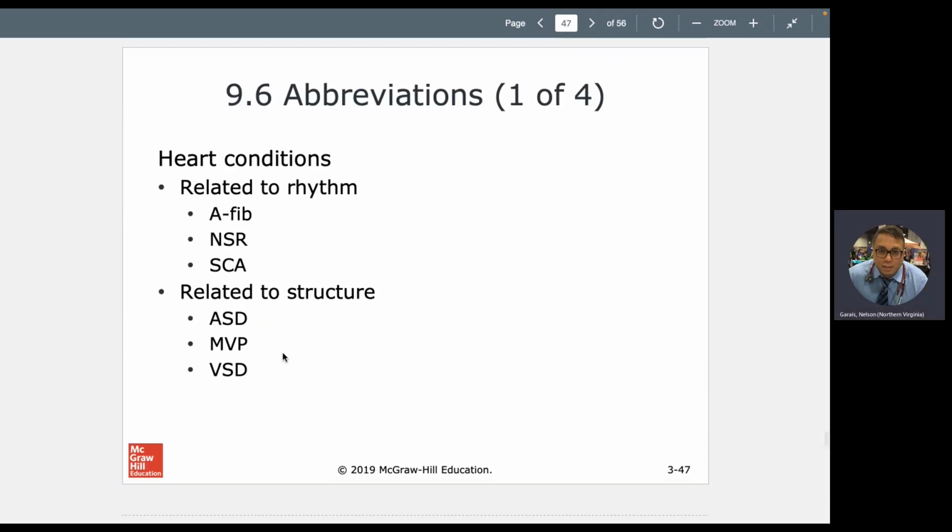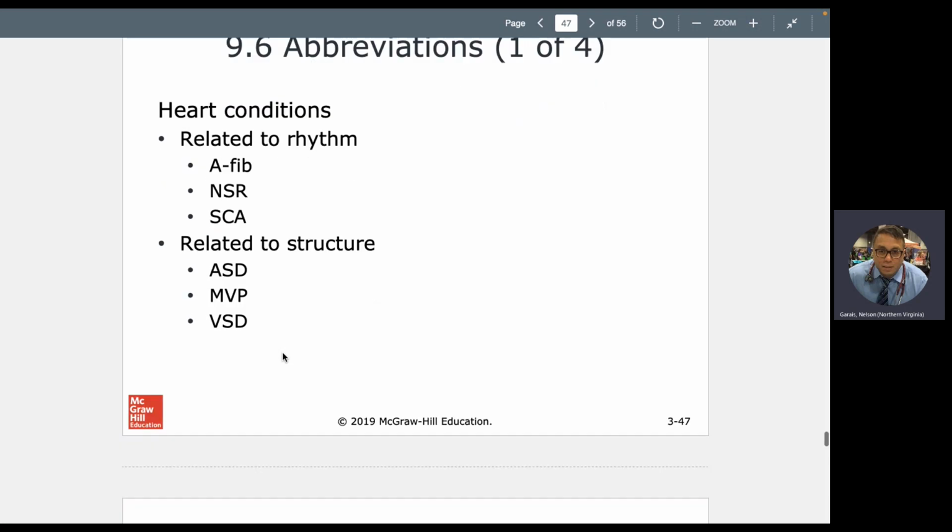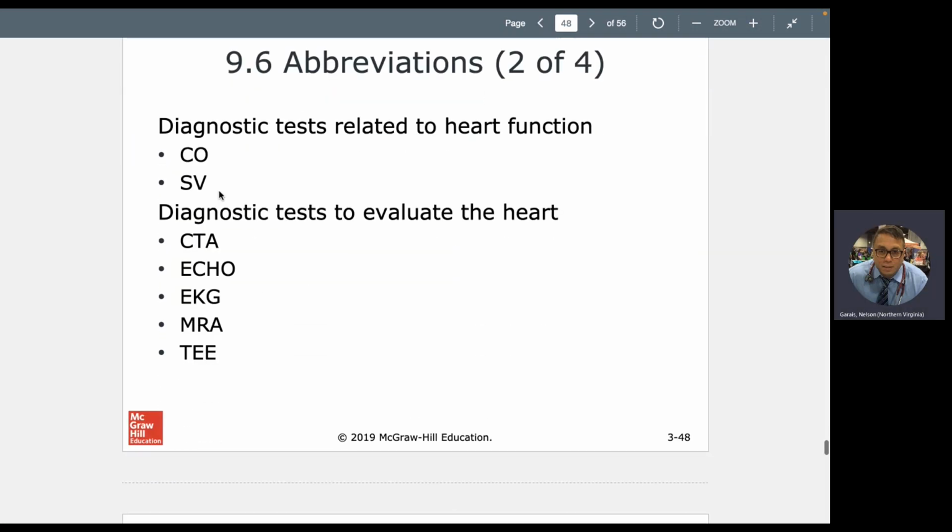And here are some abbreviations. AFib is atrial fibrillation. VFib is ventricular fibrillation. NSR stands for normal sinus rhythm. It means if everything on your EKG or your electrocardiogram is normal. I don't know what SCA is. MVP is mitral valve prolapse. ASD is atrial septal defect. VSD is ventricular septal defect. CO is cardiac output. SV is stroke volume.